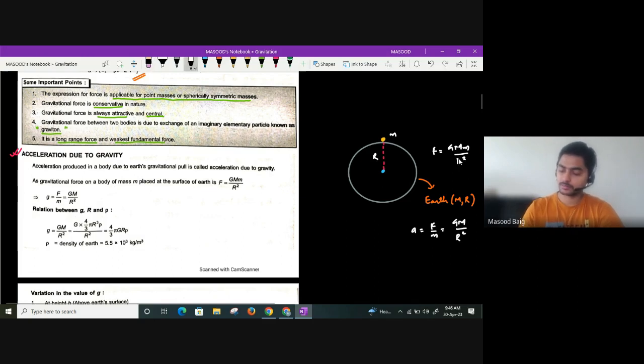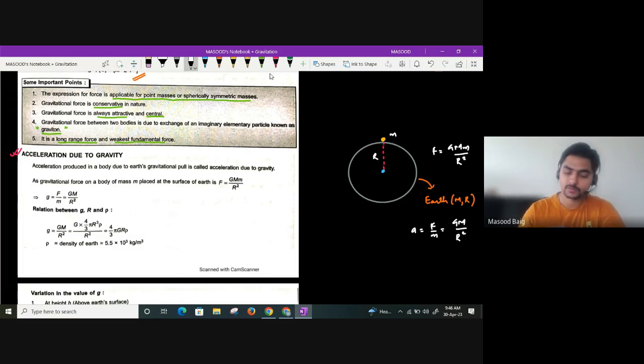What is the shell theorem stating? Whenever a point is external to the spherical shell or solid sphere, we can concentrate the whole mass of the solid sphere or the spherical shell at its geometrical center. So when you concentrate, these two will behave as point masses separated by a distance capital R. I can write force as G capital M small m by R square.